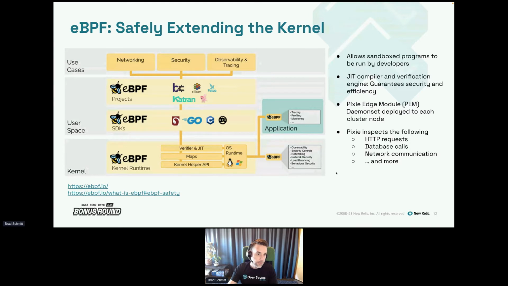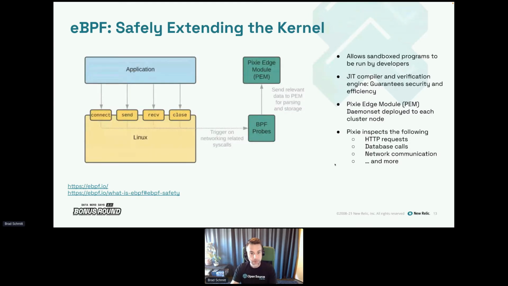And then we have the Pixie components themselves. So I mentioned the Pixie Edge module. It's deployed to the cluster node, and it's responsible for deploying these BPF probes, which are triggered on various system calls happening within your Linux kernel running in your cluster. So we can see things like DNS and HTTP. Kafka, for example, is another protocol that Pixie is able to trace. And the probes then send that data back up to the Pixie Edge modules, where that data is parsed and stored, and then you can visualize it in our UI.